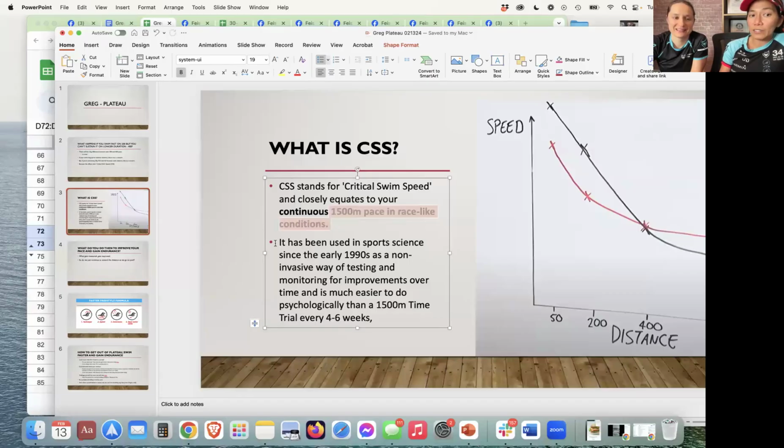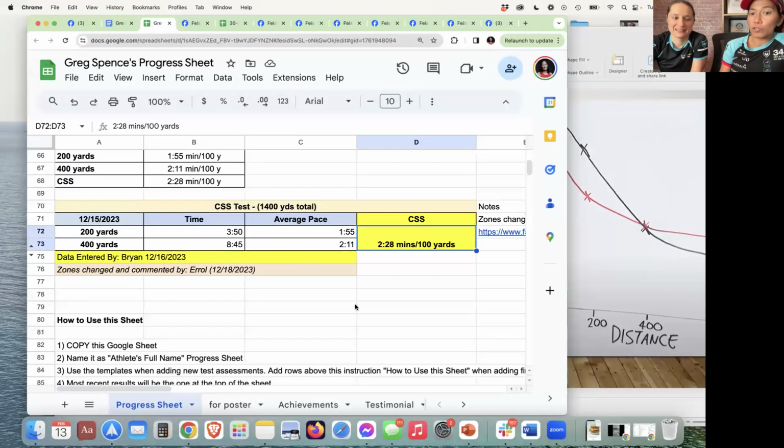So what is the goal then? Your goal is, as much as possible, if you do the critical swim speed test, you want to have this 200-yard pace be as close as possible to the 400-yard pace. Easy to remember, right? And that's not to say that you should be slowing down on your 200. We want to get faster, but how can we do this strategically? That's the next question.